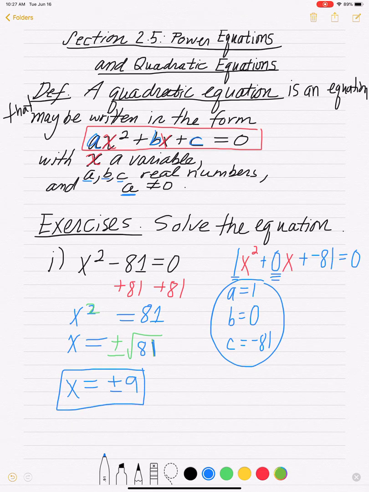So sometimes your quadratic equations will turn out to be power equations, and that'll be the case when you don't have an x term in the middle. So here we didn't have an x term in the middle. Anytime you don't have an x term in the middle with a quadratic equation, it'll turn out to be a power equation, so you can just solve it like a power equation.